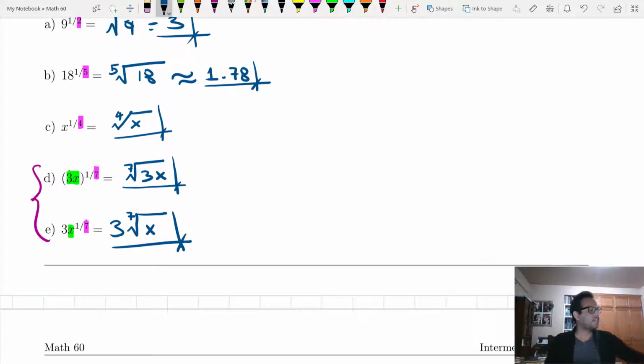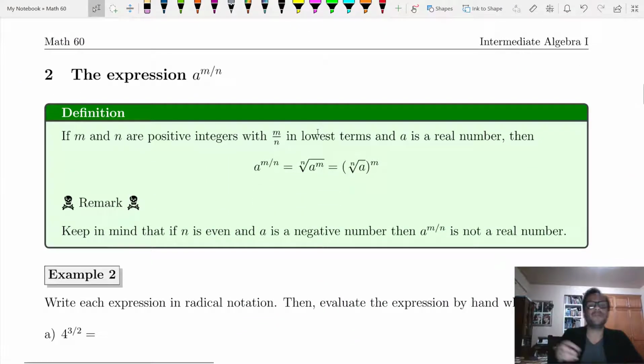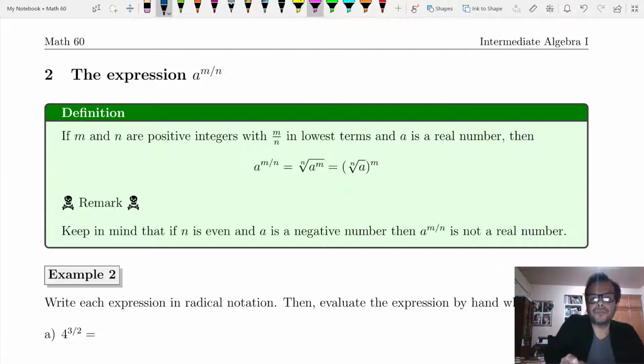Okay, let's move on to the next page. And let's look at another expression. In this case, we have the expression a to the m over n. So the rational exponent has a denominator other than 1, right? And in this case, it would be a good idea to look at this one, okay?